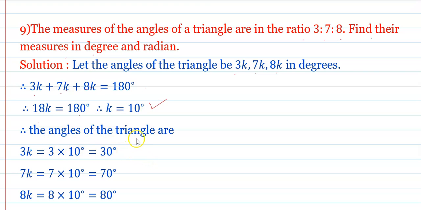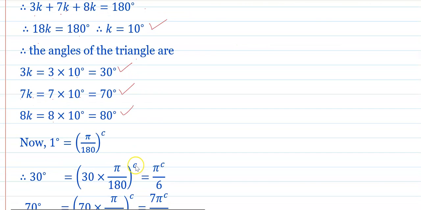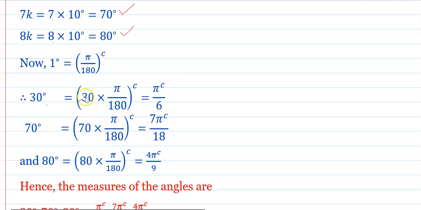Therefore, the angles of the triangle are 3k means what, 3 into 10, you will get 30. 7 into k, 7 into 10, that is 70. 8k, that is 8 into 10, you will get 80. And these are the angles in the degree. Okay. Now convert it to the radian. मग 30 degree आहे, त्याचं radian मध्ये convert करायचं असेल तर pi upon 180, that is 3 ones are 3, 3 6s are 18. 0 0 cut करणार, that is pi by 6 radian.